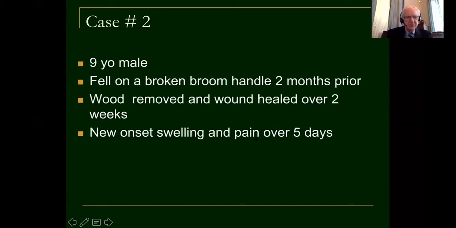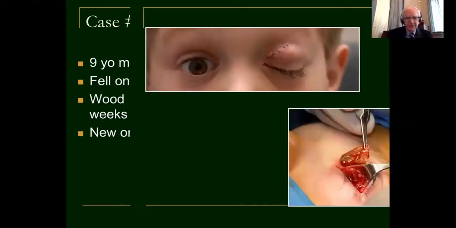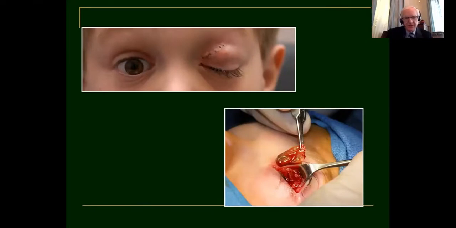Case number 2 is a 9-year-old male that fell on a broken wooden handle 2 months prior. Wood was removed, and the wound healed over 2 weeks. He had new onset swelling and pain around that eye over 5 days. This is the photograph, and this is the original wood piece removed. 5 days later, you'll see the stitches in place, and the eye is now swollen. It had gone down previously. So what we have is a new onset swelling and a wood handle that has been removed.